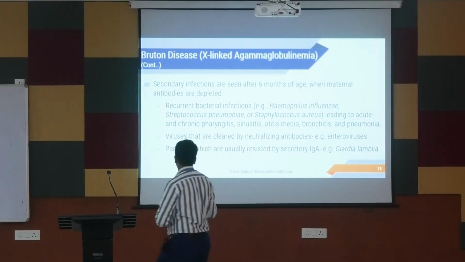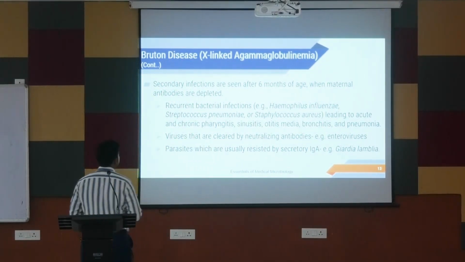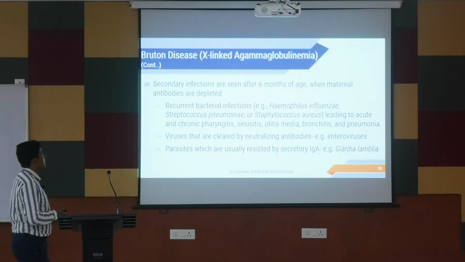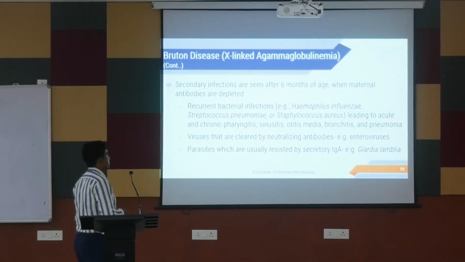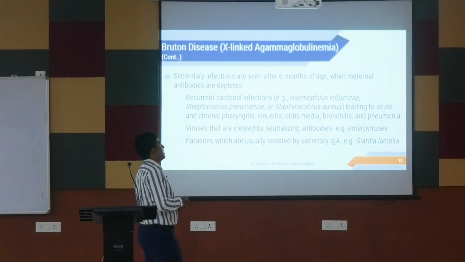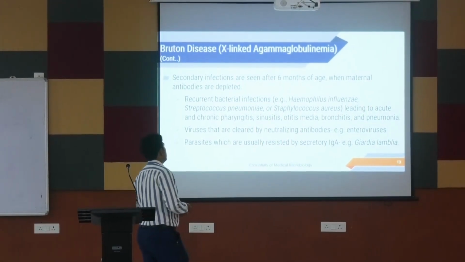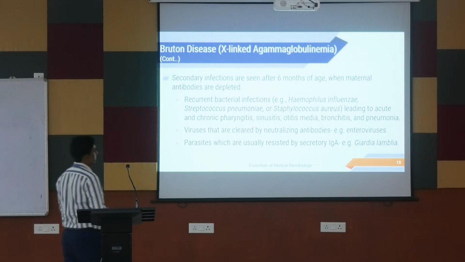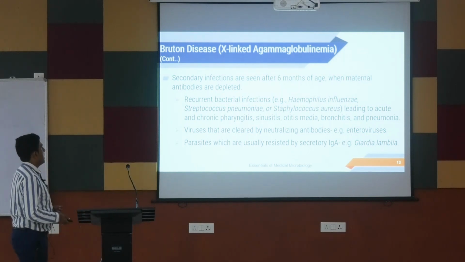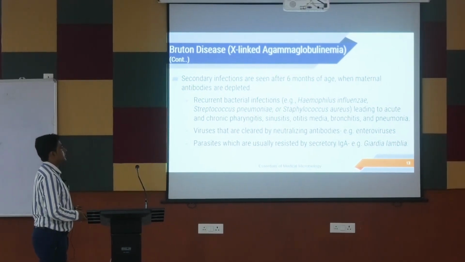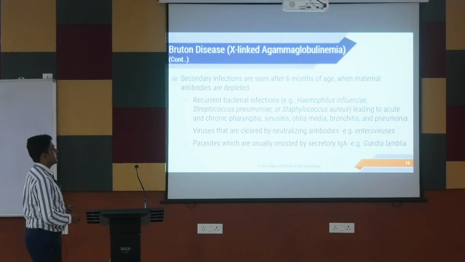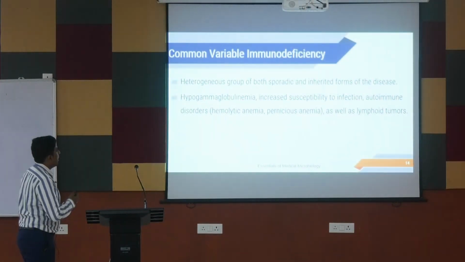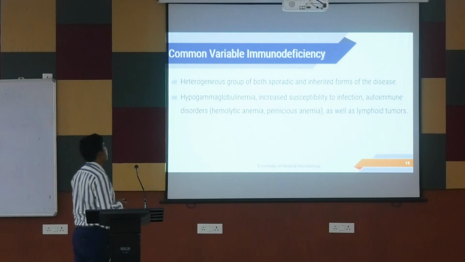Recurrent bacterial infections like Haemophilus influenzae, Streptococcus pneumoniae, Staph aureus, leading to acute and chronic pharyngitis, sinusitis, otitis media, bronchitis and pneumonia. Viruses that are cleared by neutralizing antibodies like enteroviruses and parasites which are resisted by the secretory immunoglobulin A like Giardia lamblia. And common variable immunodeficiency?